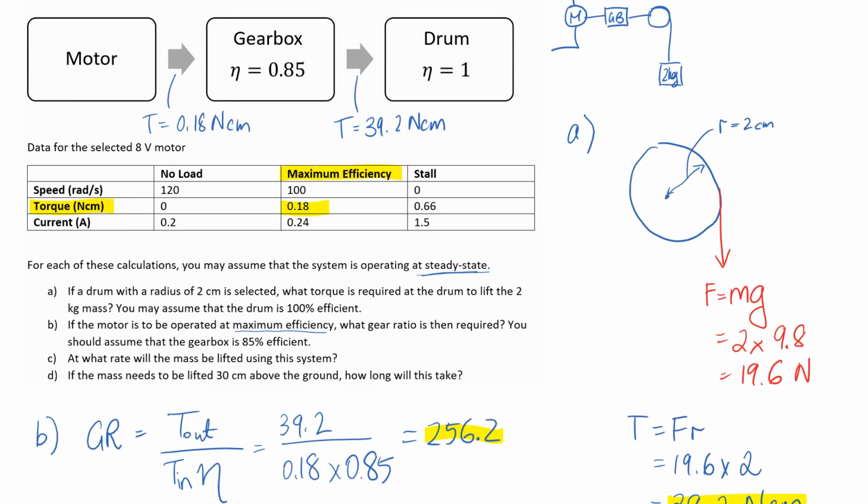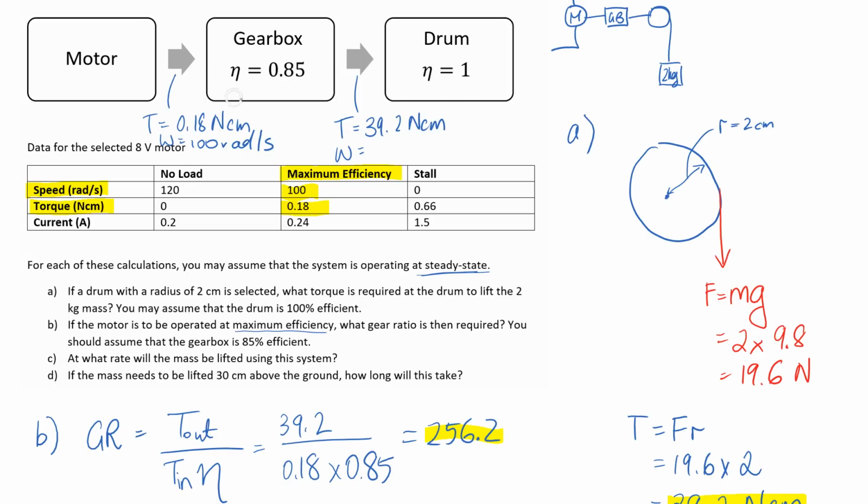So if we scroll back up, we know the torque happening at this point, but we don't know what the angular velocity is of the shaft here that comes out of the gearbox and then connects straight into the drum. On this side, however, we should be able to draw that out because we know we're operating at maximum efficiency for the motor, and there's a row here that gives us speed. So we can see at maximum efficiency, we're going to get a speed out of the motor of 100 radians per second. So let's mark that in.